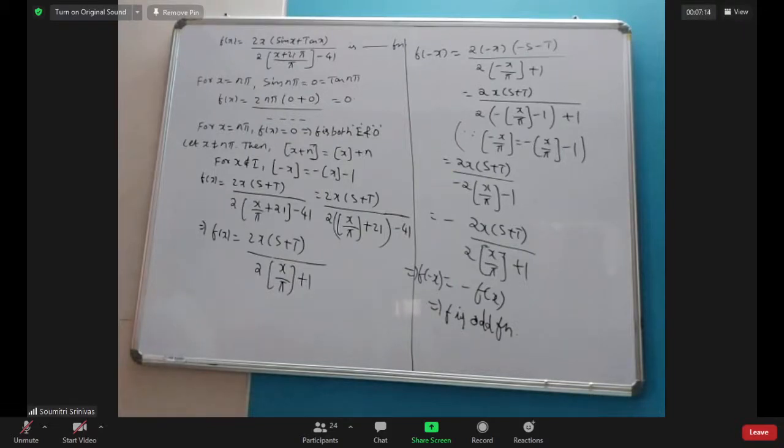Sir, in the left side last step, sir, how did we get plus one there? Minus 41 plus 41 will cancel now. 42 minus 41. 2 multiplied by 21 is 42. Yes, 42 minus 41 is plus 1.